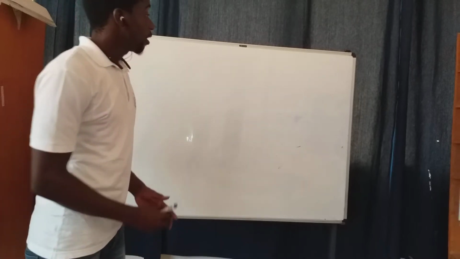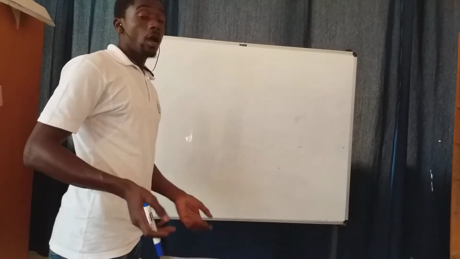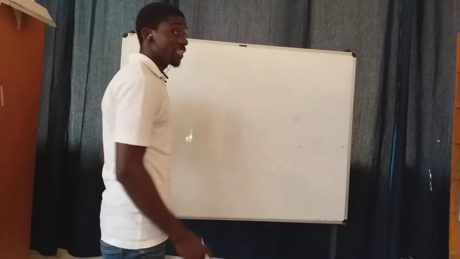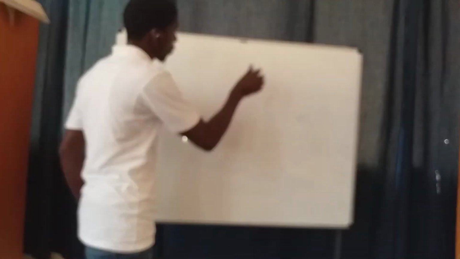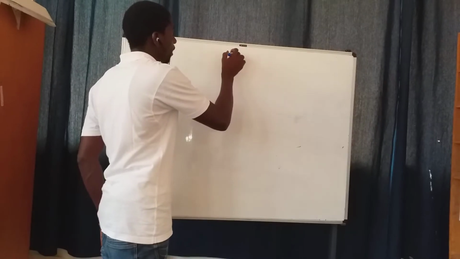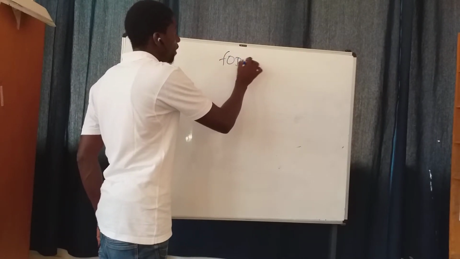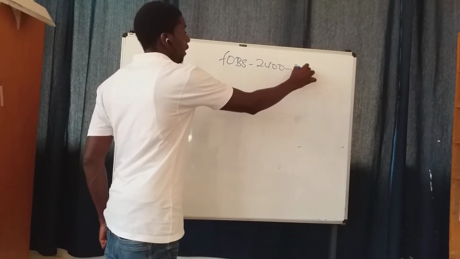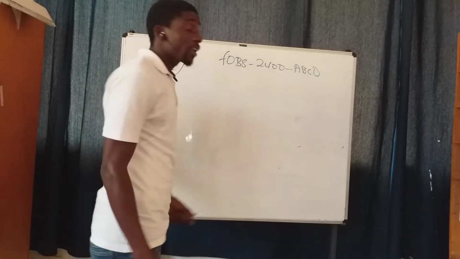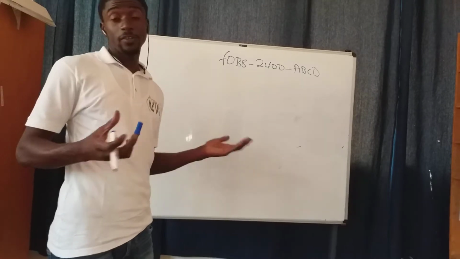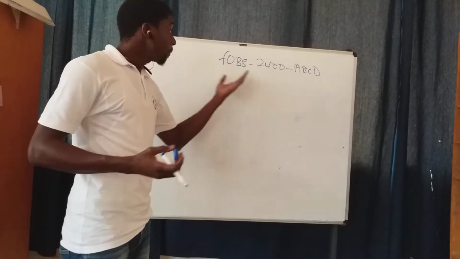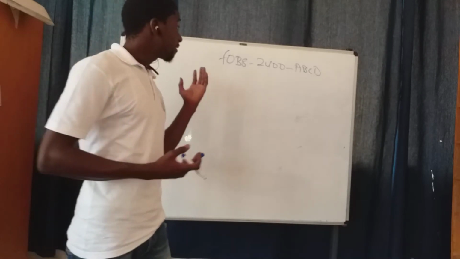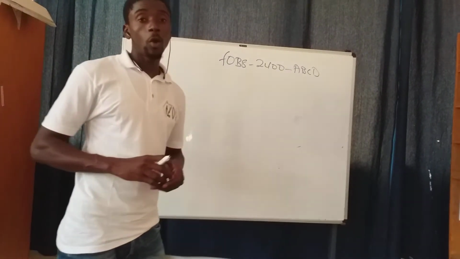8-bit address and represented in hexadecimal digits, and each hexadecimal digit has 4 bits. So for instance, my MAC address is F0B8-2400-ABCD. That's my PC's MAC address. A PC's MAC address cannot be more than that. It is a 6 bytes long address.